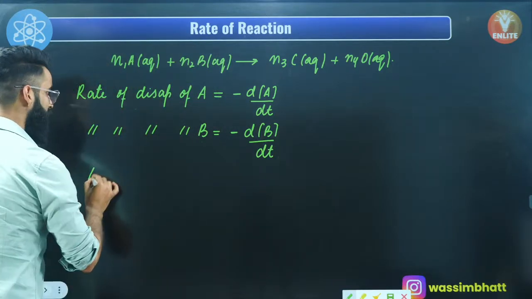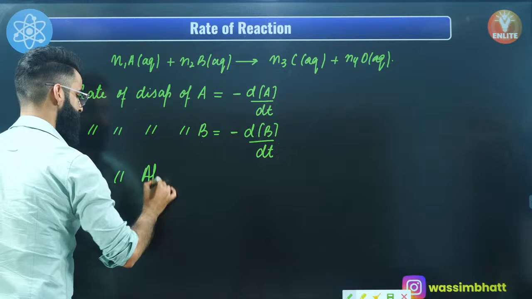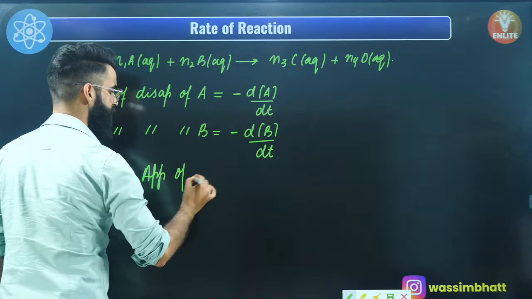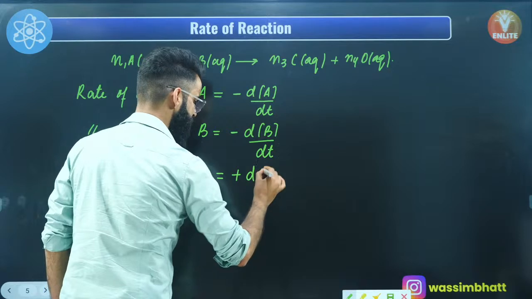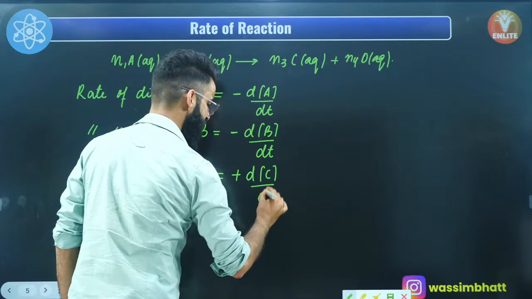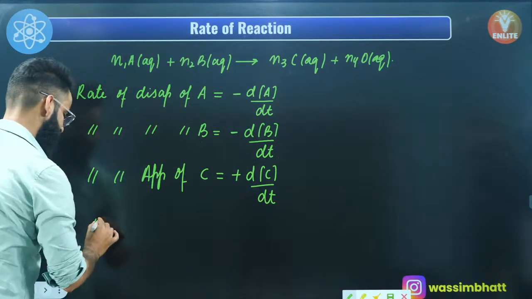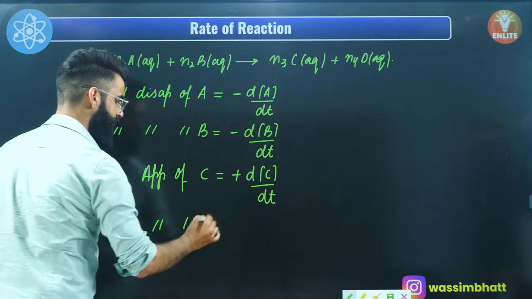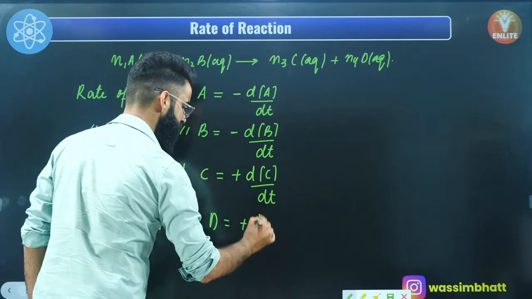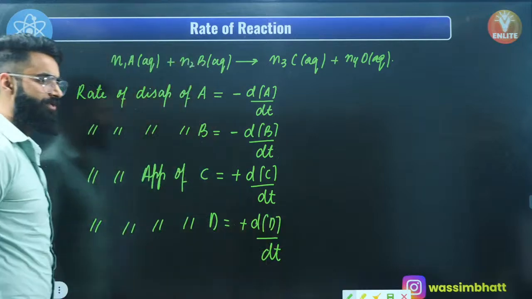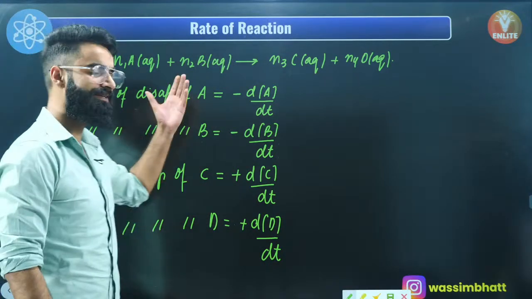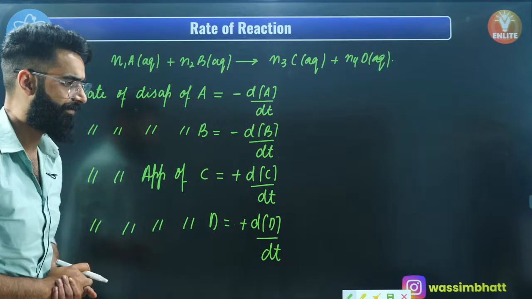Similarly, there's a term called rate of appearance. For the rate of appearance of C, I'll start with the plus sign: change in the concentration of C divided by dt. Then the rate of appearance of D is plus change in the concentration of D divided by dt. So first of all, I want you to know how we write the rate of disappearance and the rate of appearance.